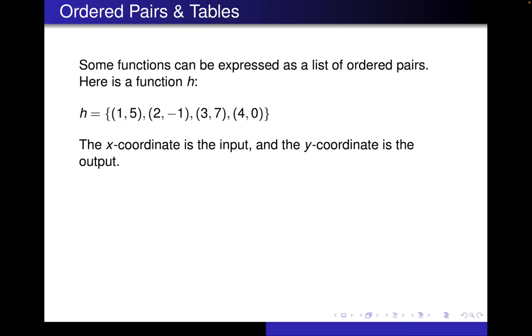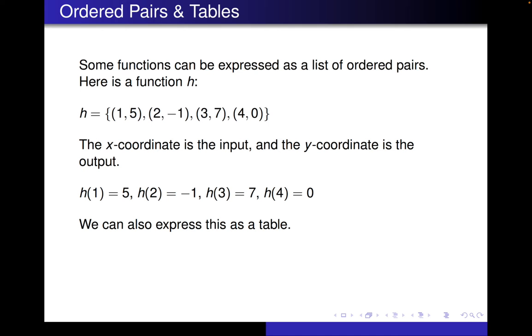Let's look at that first ordered pair, x equals 1, y equals 5. x is the input, so that's what you put into the function, h of 1. 5 is the output, so h of 1 is equal to 5. If you look at the second ordered pair, the input is 2. The output is -1, so h of 2 is equal to -1. For the third one, we have h of 3 equals 7, because 3 is the input, 7 is the output. And finally, for the last one, the input is 4, the output is 0, so h of 4 is equal to 0.